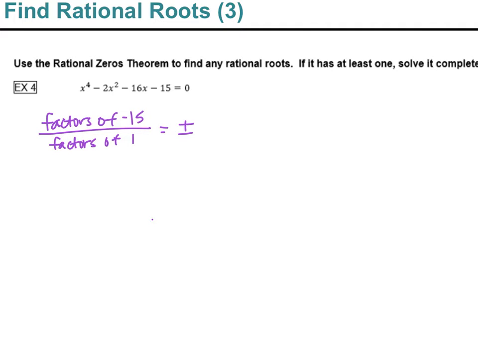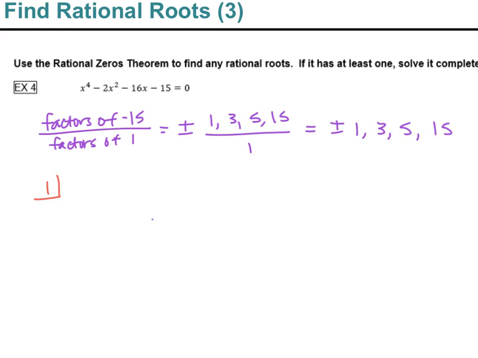Factors of 15 are 1, 3, 5, and 15. Just to check, 1 times 15, 3 times 5, all over 1. So a positive or negative 1, 3, 5, or 15. We use synthetic division to check all those, or just go until we find one that works and is a factor. So let's try 1 first.